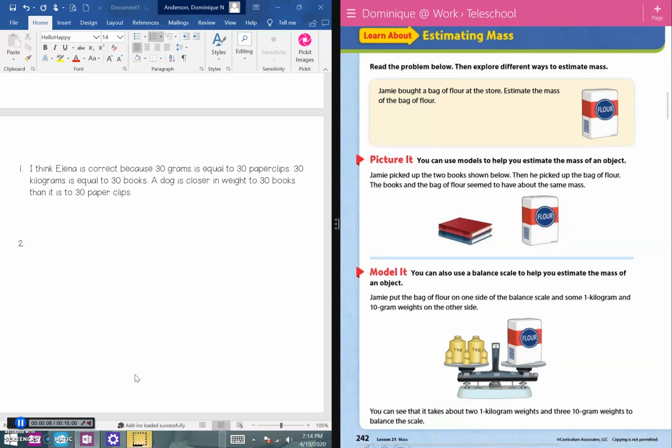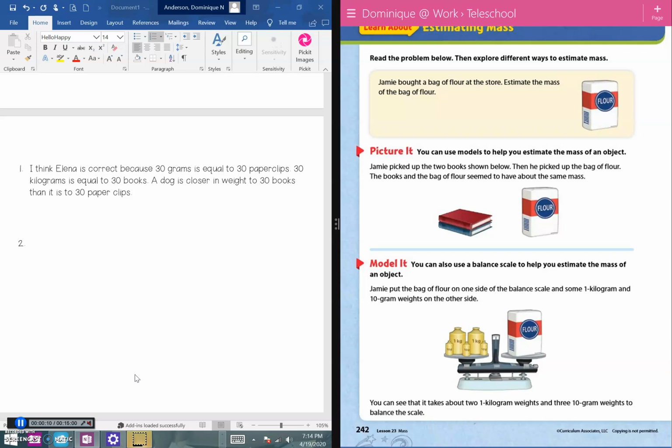Alright, so let's look at our next problem. It says, read the problem below to explore the different ways to estimate mass. Remember, estimating is making an educated guess. We want to get as close as possible to the correct answer. So it says, Jamie bought a bag of flour at the store. Estimate the mass of the bag of flour. So we need to figure out or estimate about how much this bag of flour weighs.